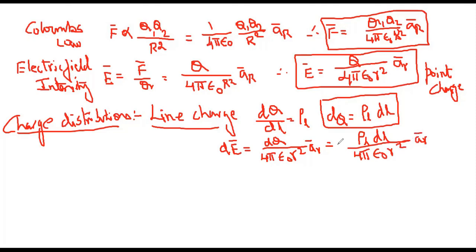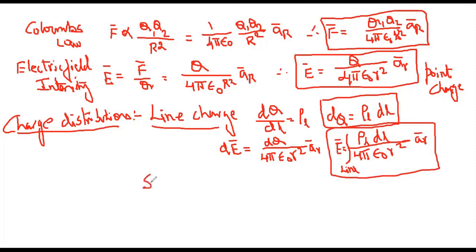Otherwise, I'm not taking that directly, because it is a differential. E bar is equal to the line integral of rho l dl by 4 pi epsilon naught R square into AR.